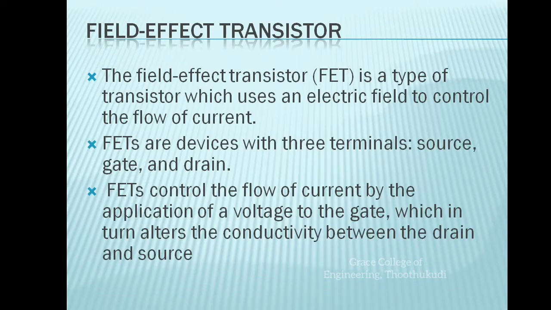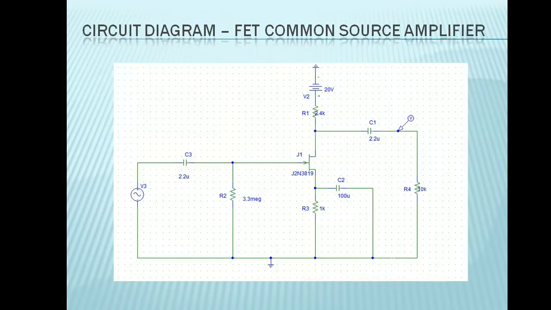The field effect transistor is a type of transistor which uses an electric field to control the flow of current. FETs are devices with three terminals, source, gate and drain. They control the flow of current by the application of a voltage to the gate, which in turn alters the conductivity between the drain and source. This is a circuit diagram of common source amplifier.